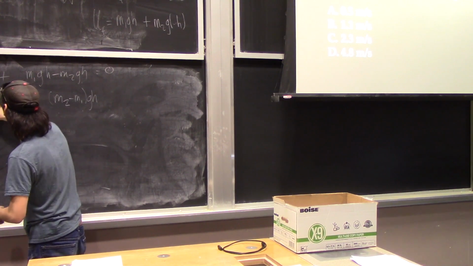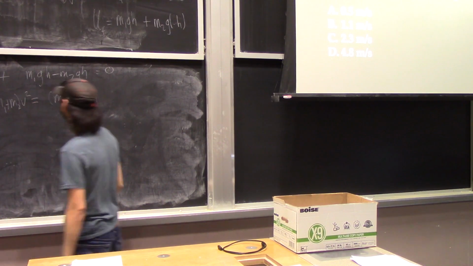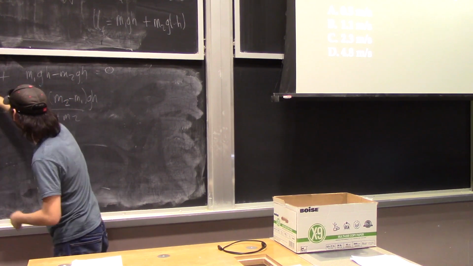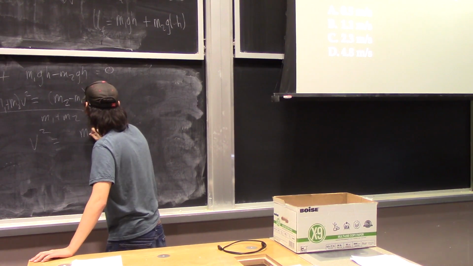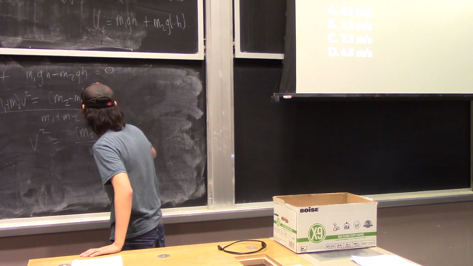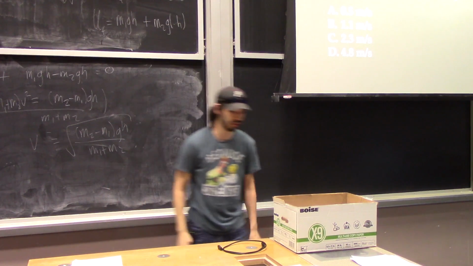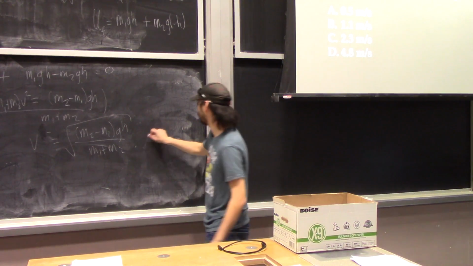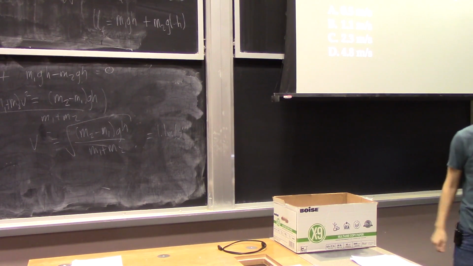We can divide both sides by m1 plus m2 and also multiply both sides by 2. So this gives me v squared is equal to (m2 minus m1) g h divided by (m1 plus m2), and then we can solve for the velocity by taking a square root. Now, when we evaluate this and plug in the numbers, what we end up seeing is this gives us an answer of 1.1 meters per second, which is answer choice B.